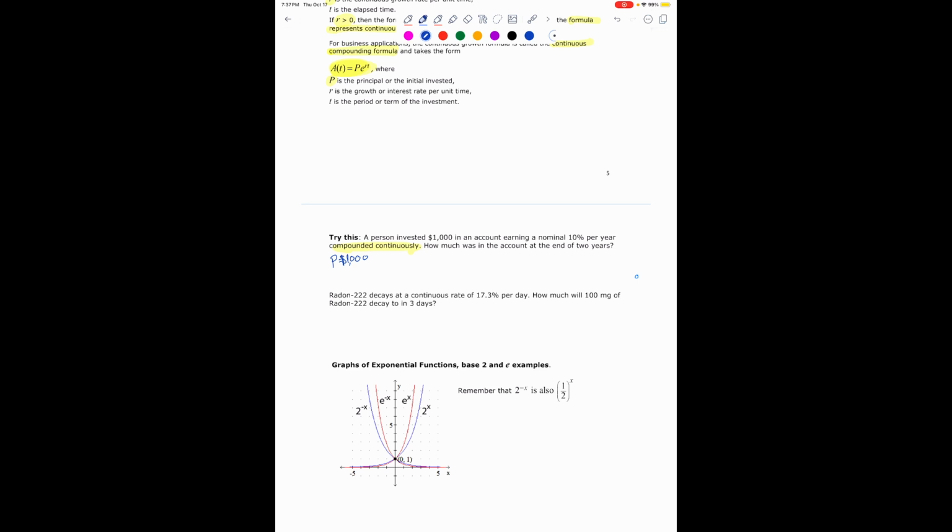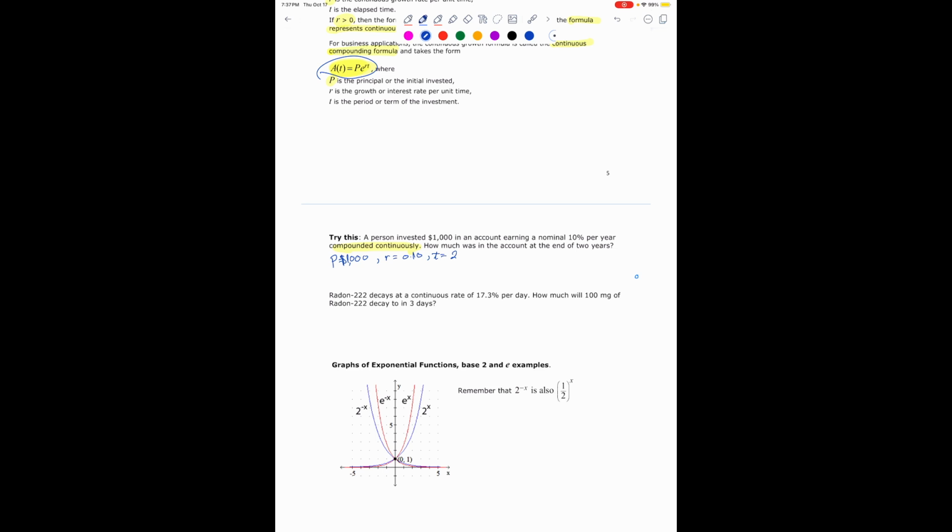And we have the interest rate, so 0.10. It is compounded continuously, so we're going to use the continuously compounded formula, this formula right here. And what else do we have here? We have the time t, which is equal to 2 years.